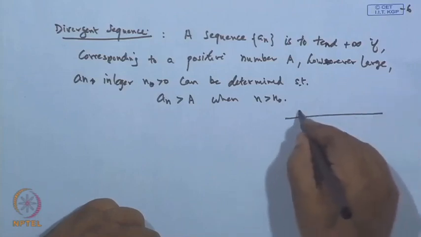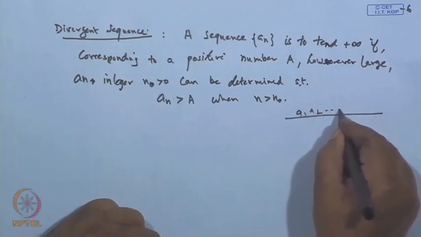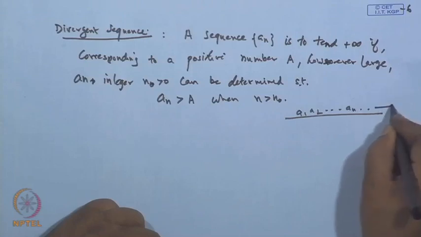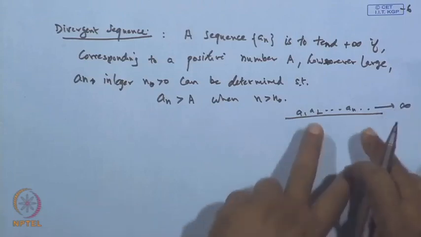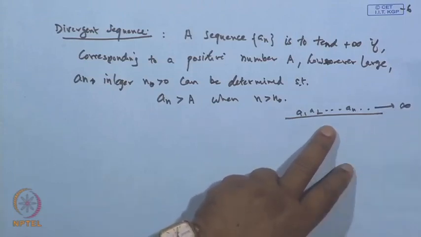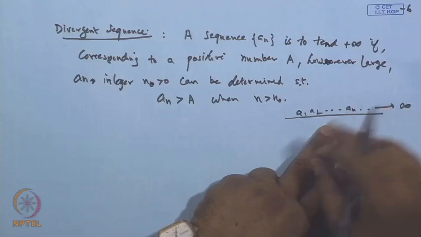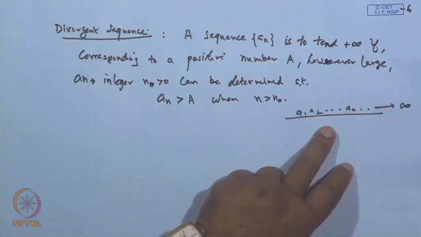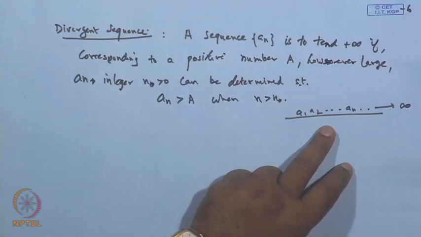So, these are the sequence a 1, a 2, a n and so on, and this tends to plus infinity. It means the limit of this sequence a n is not finite, it is infinite. So, it is a diverging sequence. A sequence is said to be diverging when the limit of the sequence does not exist, either it will be plus infinity or minus infinity, then it is said to be a diverging sequence.